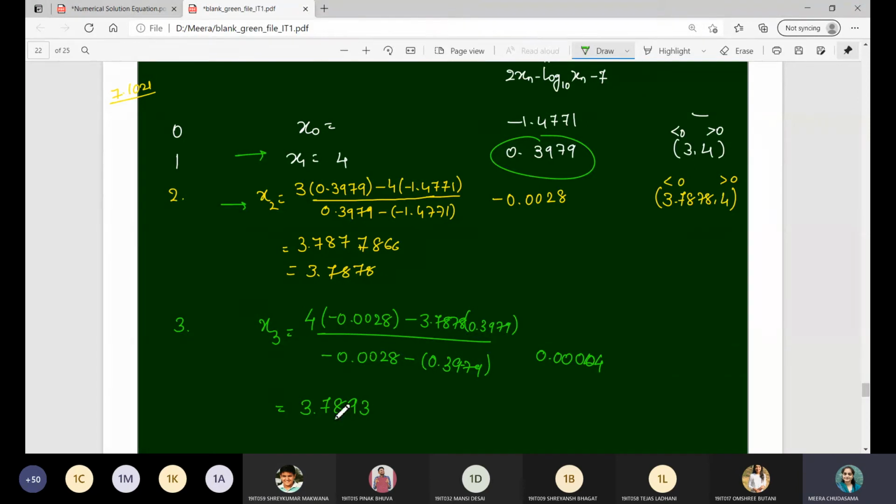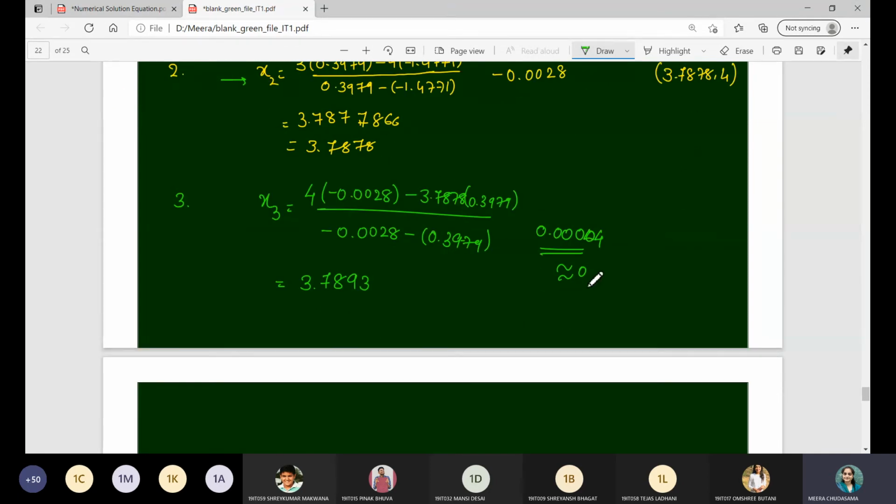You can see that here the difference of these two consecutive points is 0.002, whereas the function value itself is up to 4 decimal points taking value 0. This is equivalent to 0. So since it is equivalent to 0 and we want a point where function value is equivalent to 0, from here only we can stop at this particular moment, right?